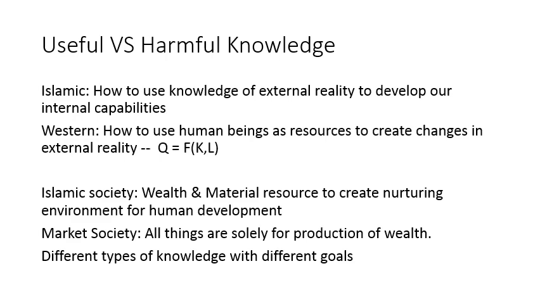In an Islamic society, everything, wealth and materials, is used to create a nurturing environment for human development. In a market society or a capitalist society, all things are meant for the single purpose of production of wealth. Whether it's human beings, animals, trees, or rivers, everything is just meant to be used only for the production of wealth. So obviously, this means that there are two different types of knowledge, and there are different goals for these different types of knowledge.